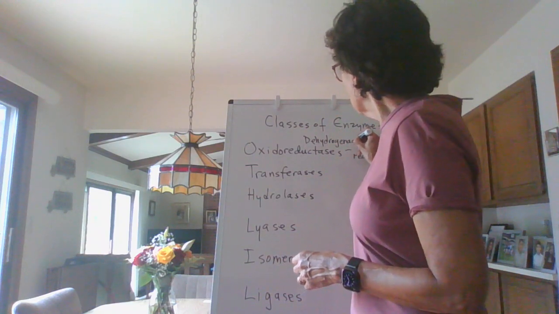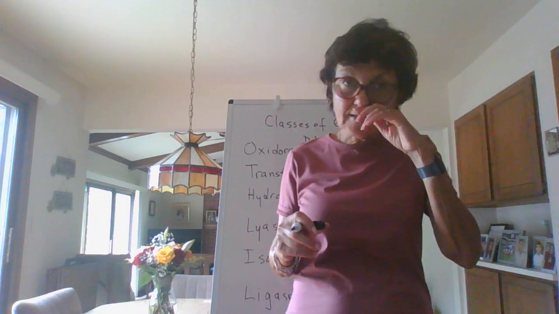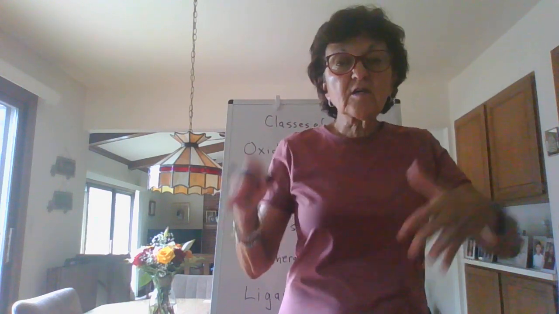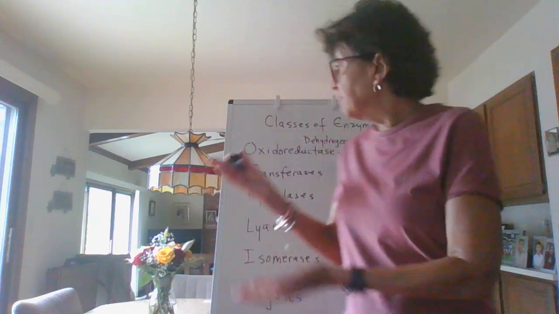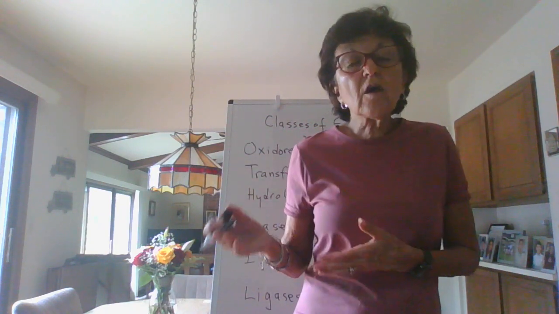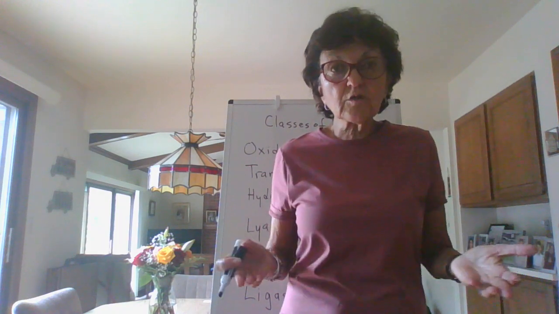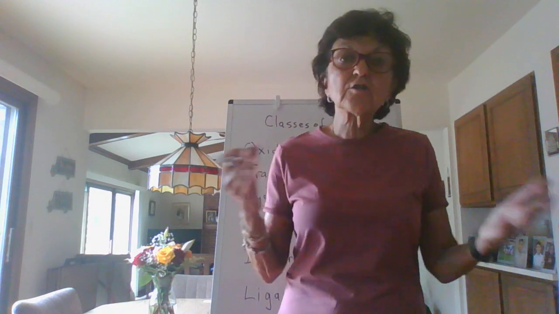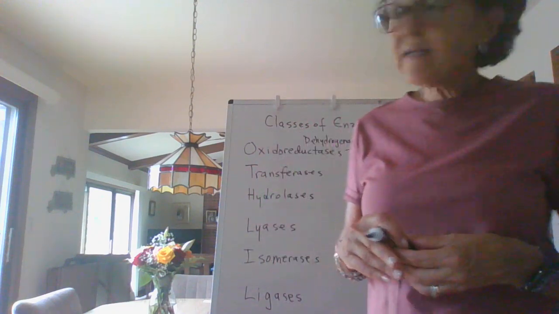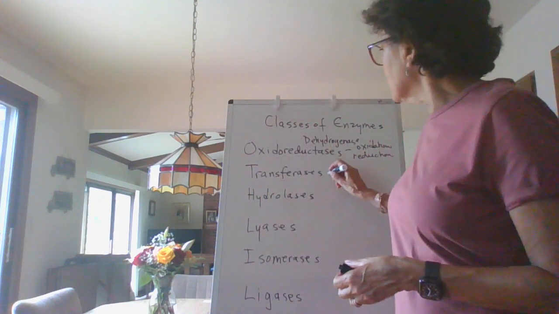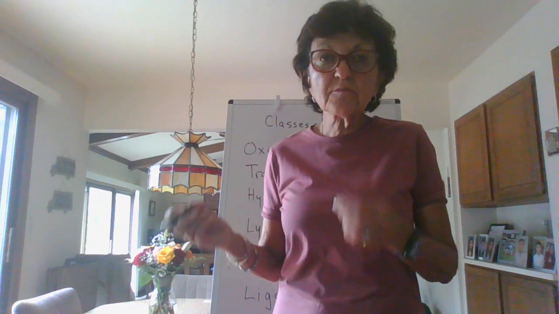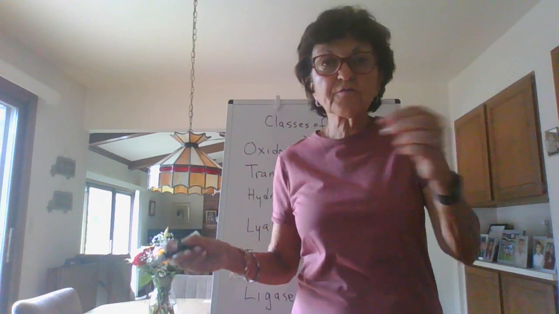So I'm going to write the word dehydrogenase here. And if I ask you, what is an example of an enzyme that is in the oxidoreductase class, you would say any dehydrogenase enzyme. What do the oxidoreductase enzymes do? They catalyze oxidation reduction reactions. Okay? All right. So the second group are the transferases. Just from the word, transferase means it transfers something.